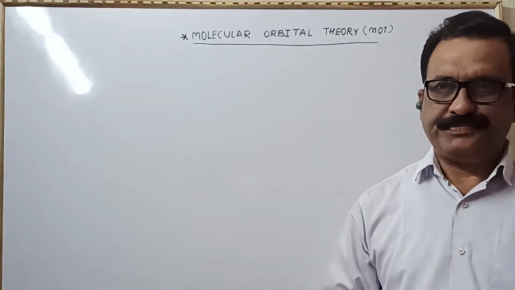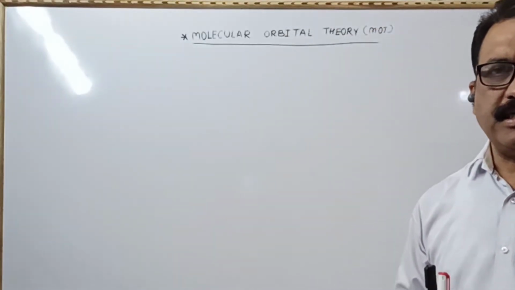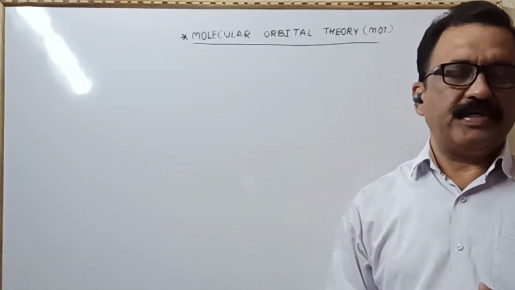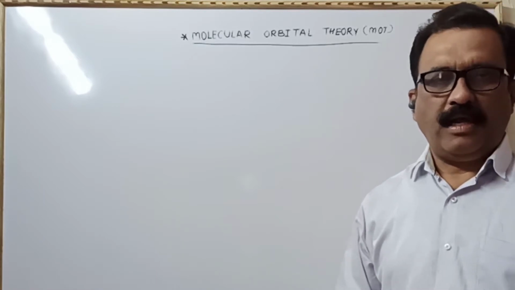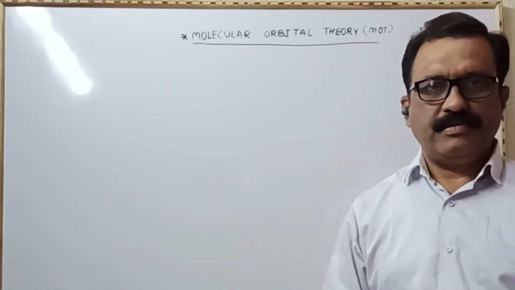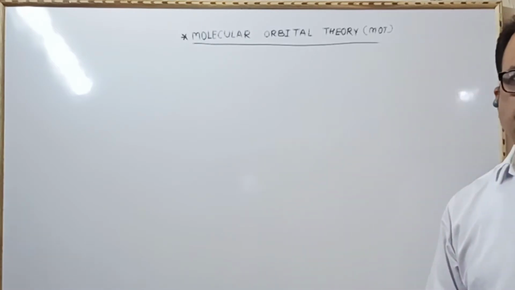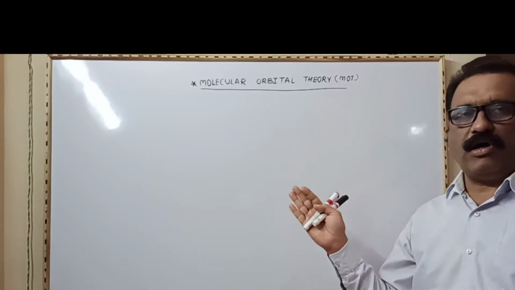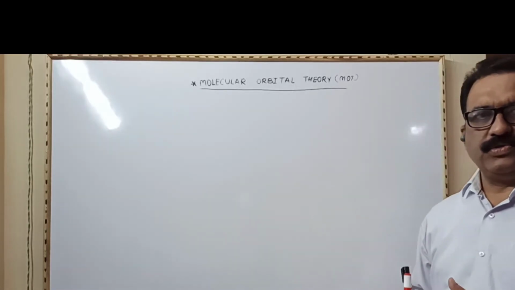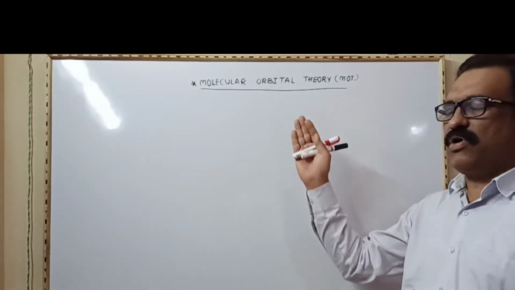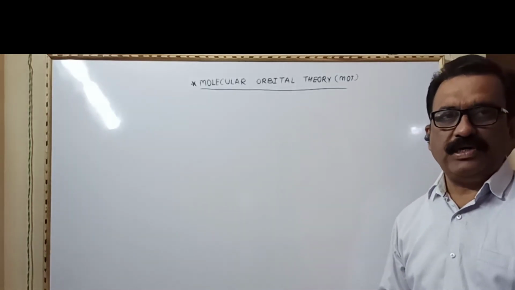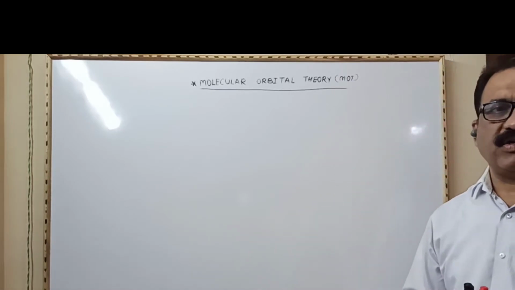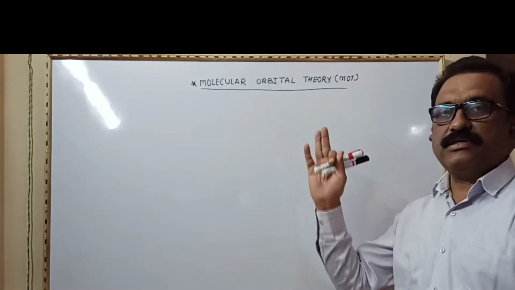Hello students, in the last video we have already discussed the molecular orbital theory, the formation of molecular orbitals, the types of molecular orbitals as well as the conditions for their formation. Molecular orbital theory is used to write the electronic configuration of a molecule. Instead of an atom, we can write the electronic configuration of a molecule with the help of this theory.